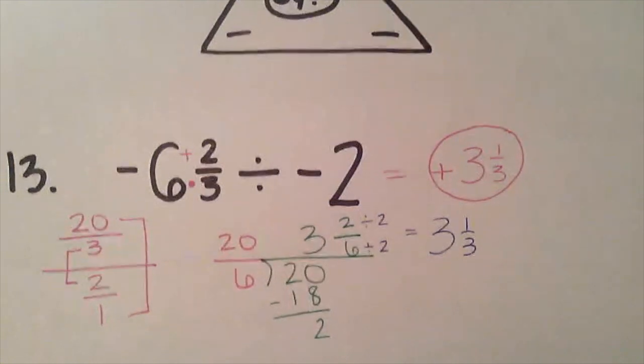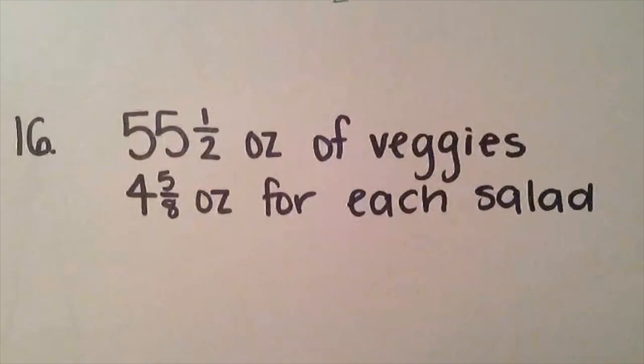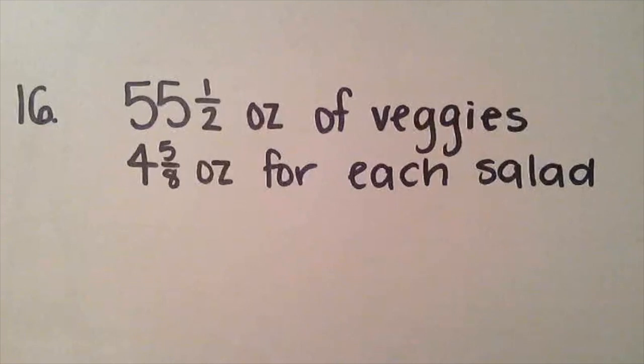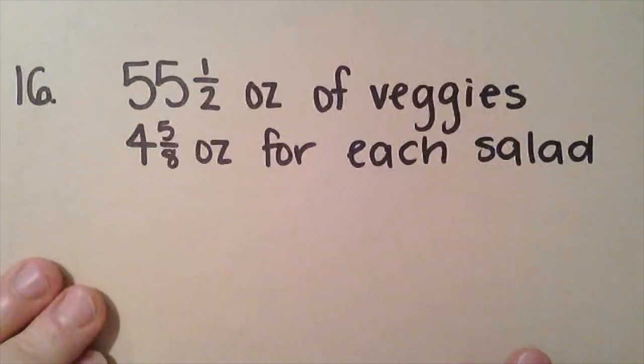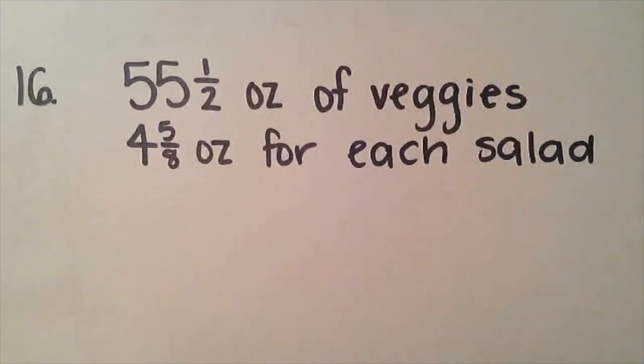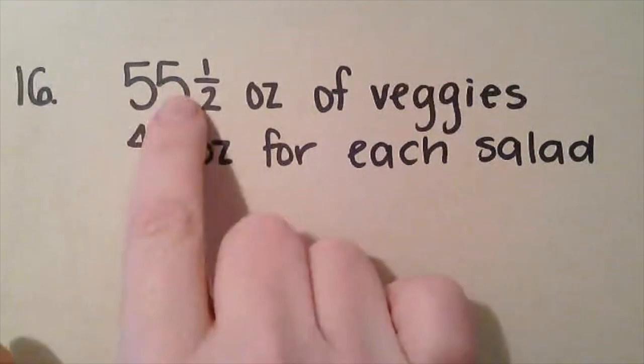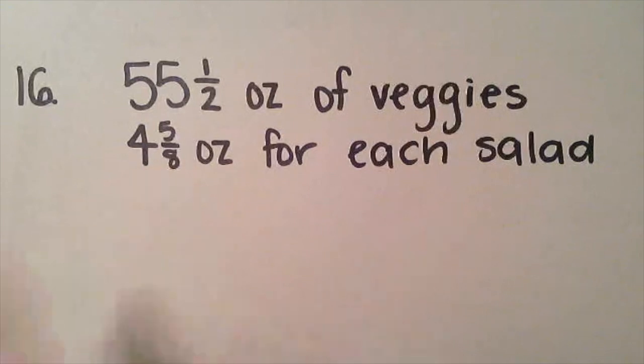Last problem I want to look at with you is number 16. This is a word problem. I don't remember the exact wording of the problem, but the general idea is that somebody has 55.5 ounces of vegetables, and they're going to make a whole bunch of salads with these veggies, and each salad is going to have 4 5/8 ounces of salad in it. So we're asked to figure out how many people can we feed if this is how much salad we have and this is how much we put in each salad.